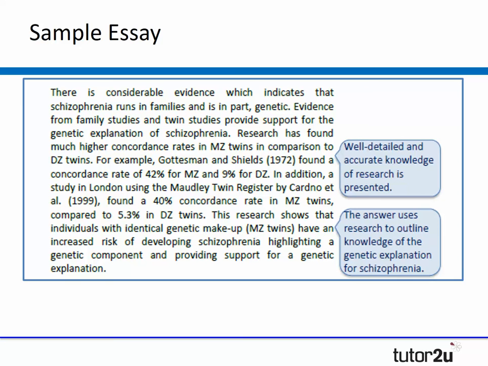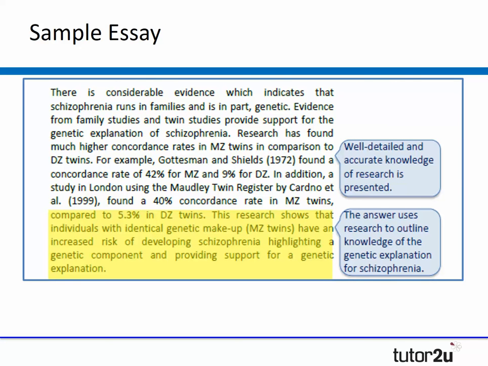In addition, a study in London used the Maudsley twin register and found a 40% concordance rate in MZ twins compared to 5.3% in DZ twins. Now, what you might find is that many students will stop here, thinking, okay, I've given you the knowledge and I've shown you some twin studies. That's my AO1. But it's actually not. They have to go on to explain, well, why is that part of the genetic explanation? What does that show us in relation to genetics?